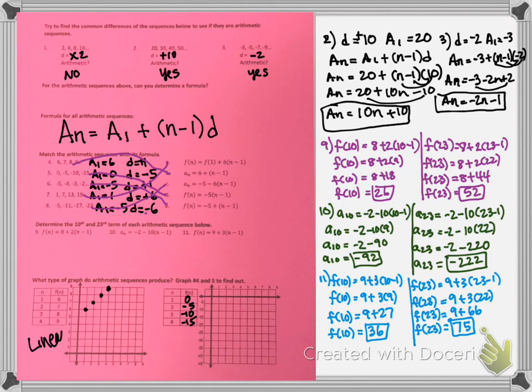So we've got 1 goes with 0. 2 goes with negative 5. 3 goes with negative 10. And 4 goes with negative 15. So that also is linear. So that's what we're going to get. We're going to get lines for our graphs because these are linear graphs. These are linear functions. And that's it.